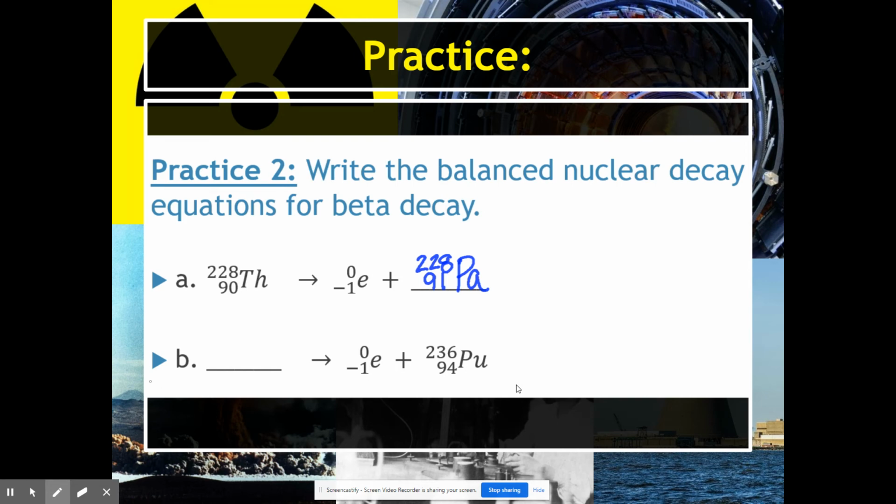On the opposite, for letter B, we have the products. We're going to our reactant. So we have 94. We're going to subtract 1 for our atomic number, and our mass number is going to stay the same. Then we figure out what element that is, and it is neptunium. Okay.